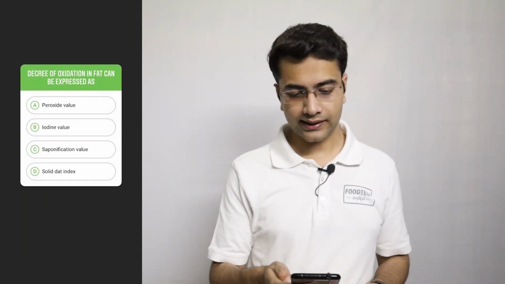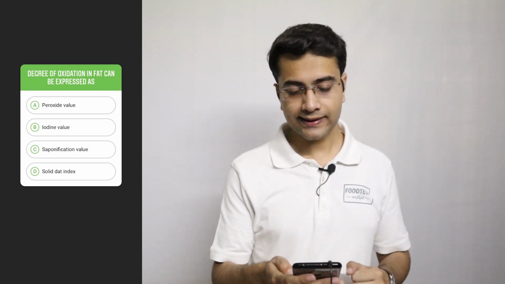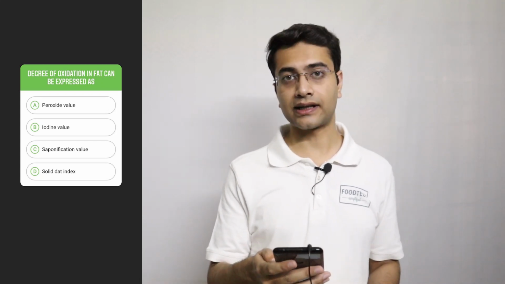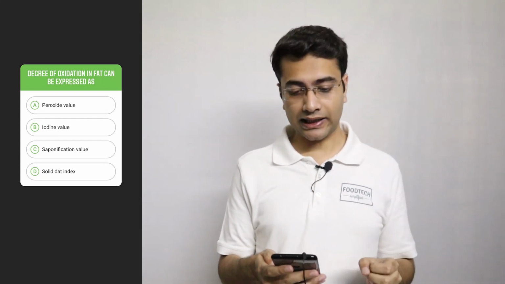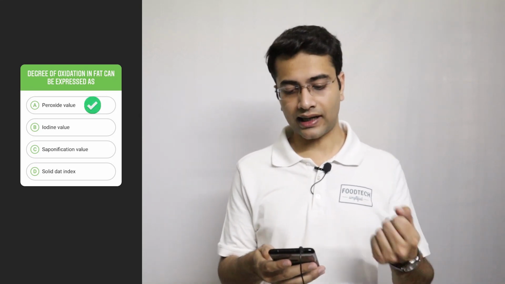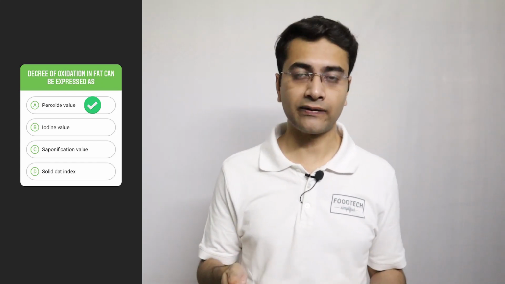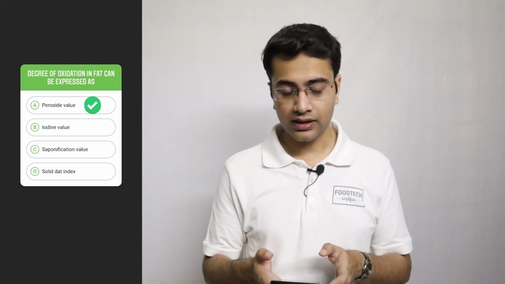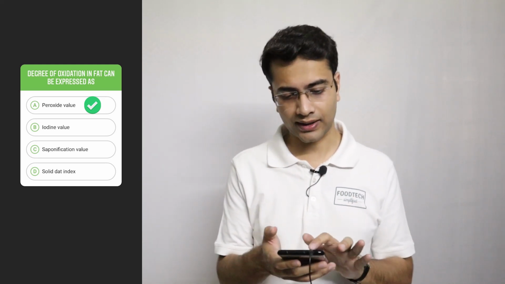Degree of oxidation in fat can be expressed as option A, peroxide value, option B, iodine value, option C, saponification value, and option D is solid fat index. That is not D, that is F, solid fat index. So peroxide value is used to determine the degree of oxidation. Again, there is one more homework. Add this to your diary. I want you to comment below what is peroxide value apart from degree of oxidation. Obviously, peroxide value is the degree of oxidation in fat. But how are you going to determine peroxide value? What is the technical definition in terms of food chemistry? I want to know that. Comment down below.